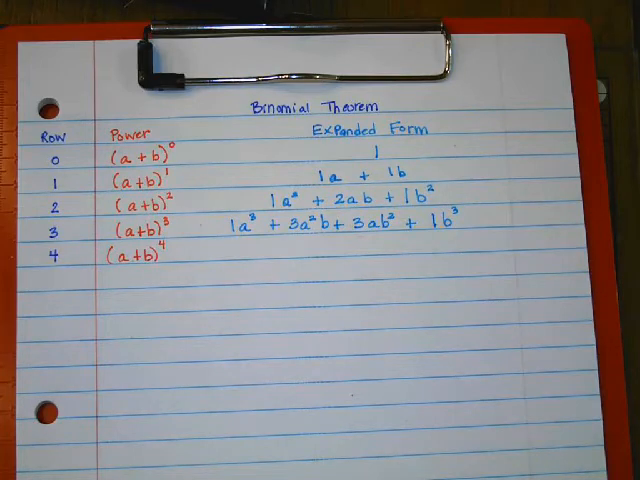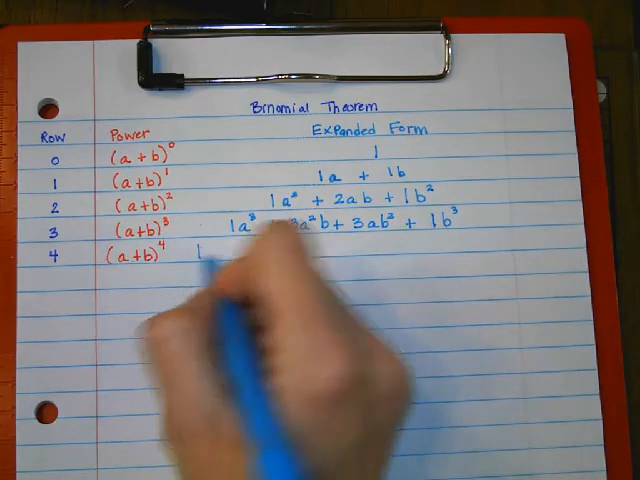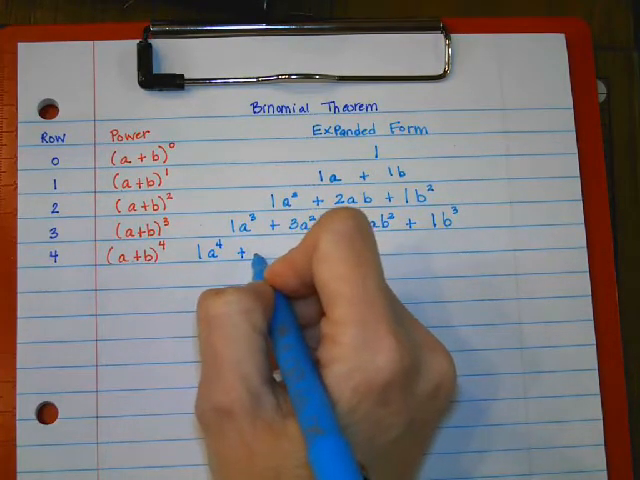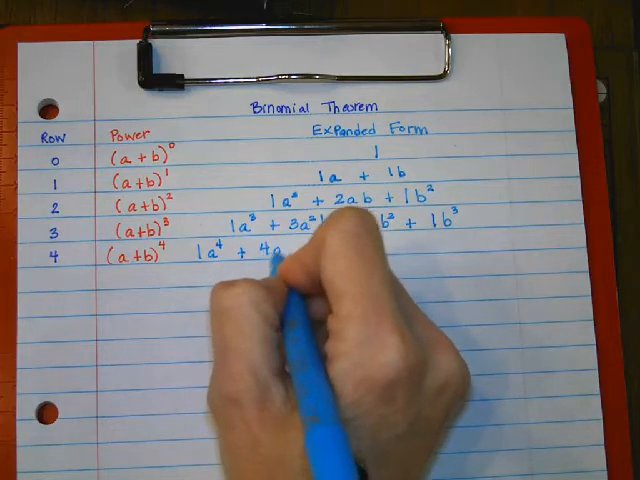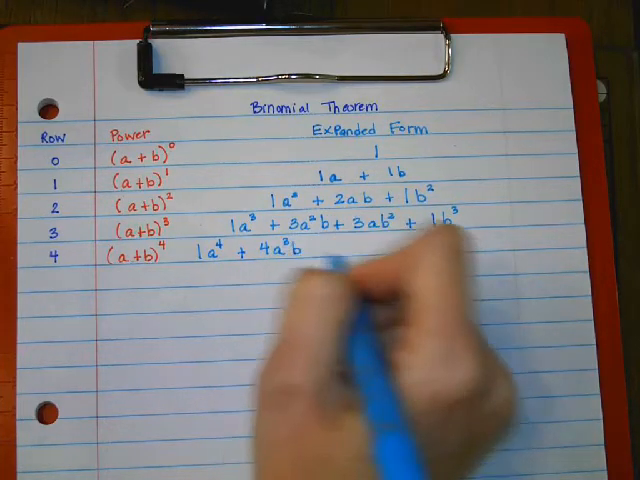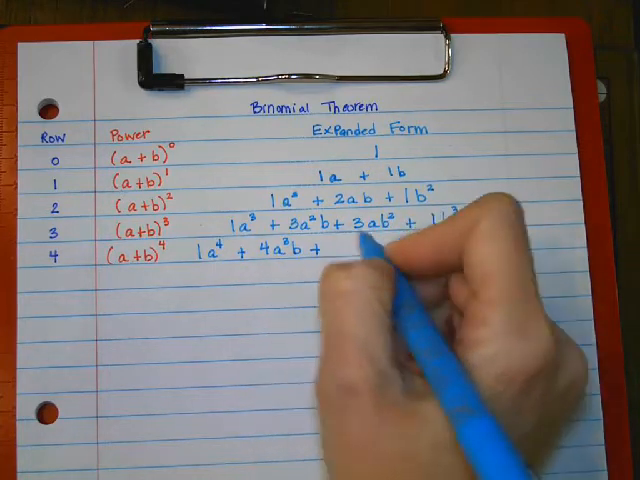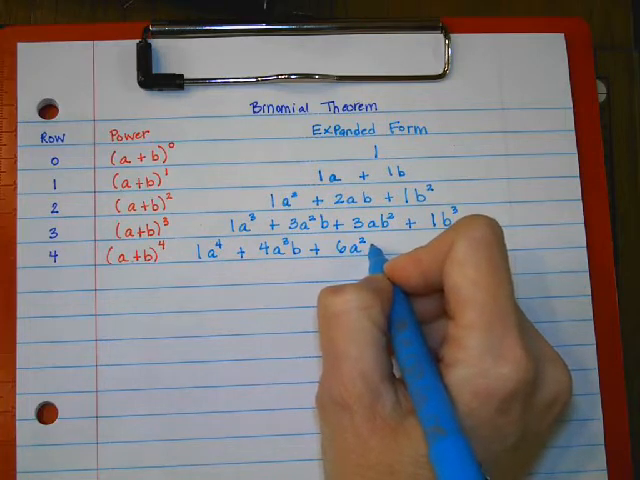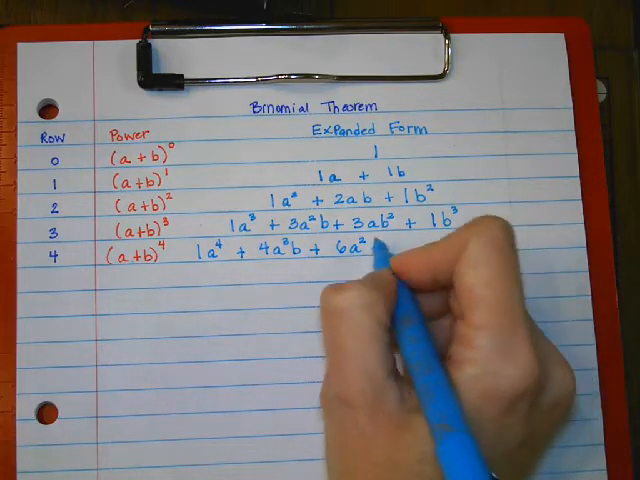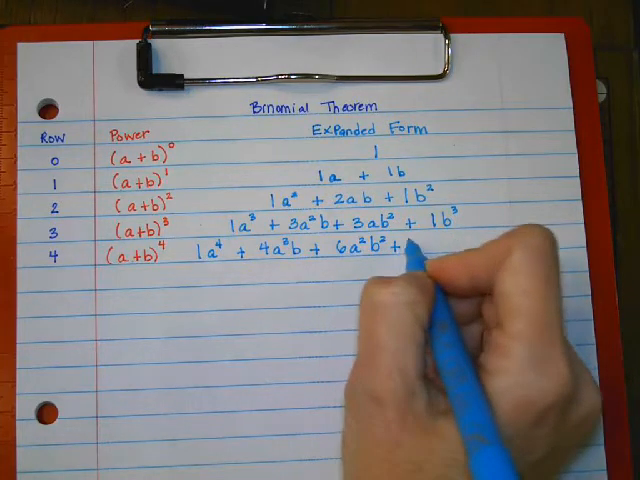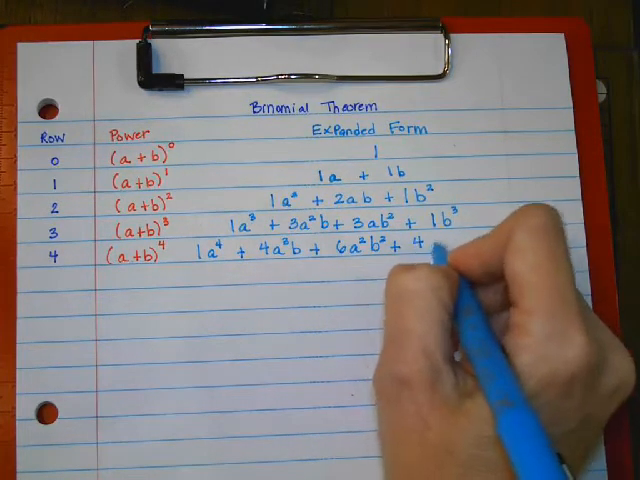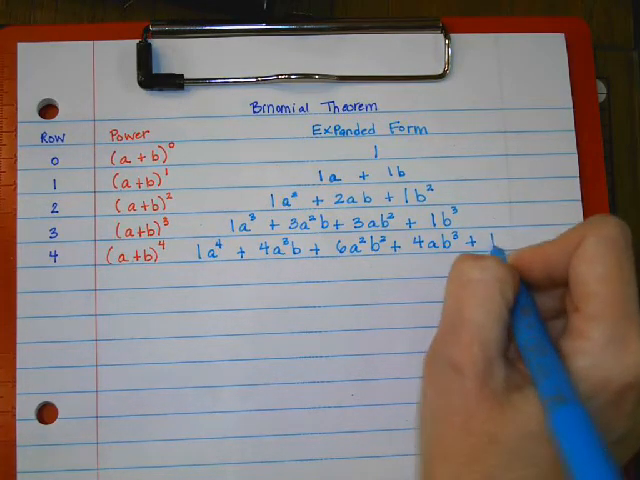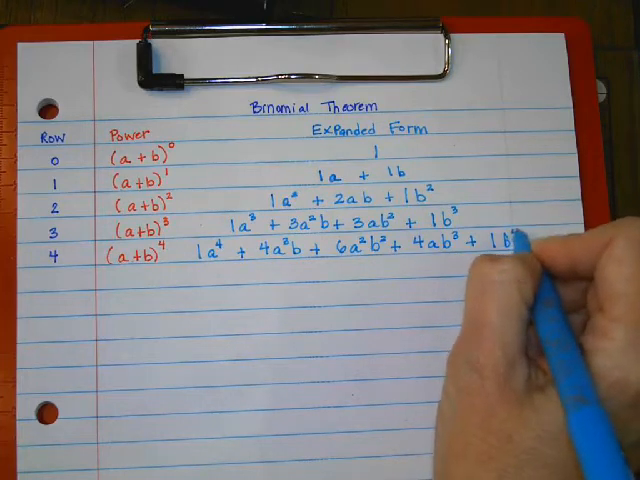Then to do our fourth power, we're going to do 1 times a to the fourth power plus 4 times a to the third power b plus 6 times a to the second power times b to the second power plus 4 times a times b to the third power, and then plus 1 times b to the fourth power.